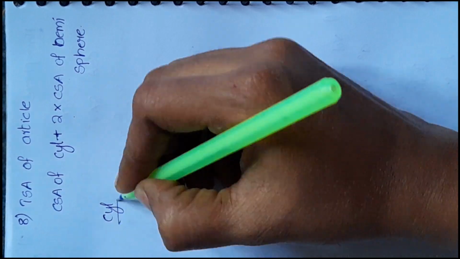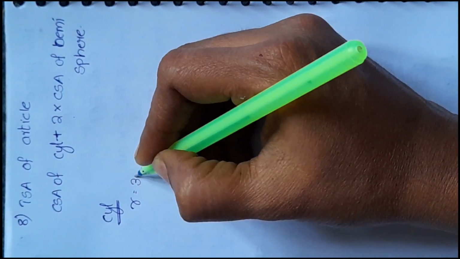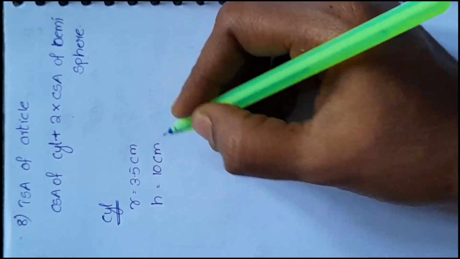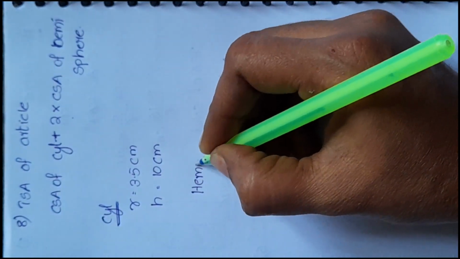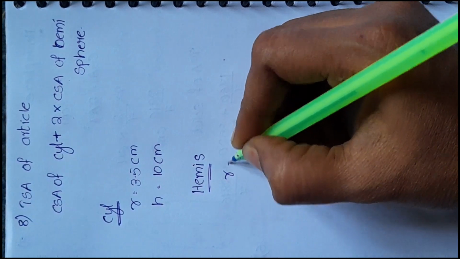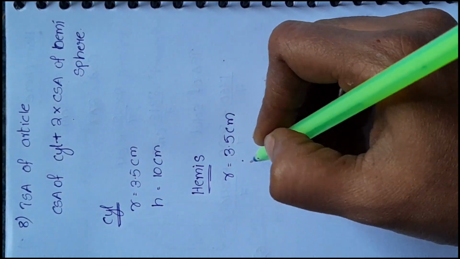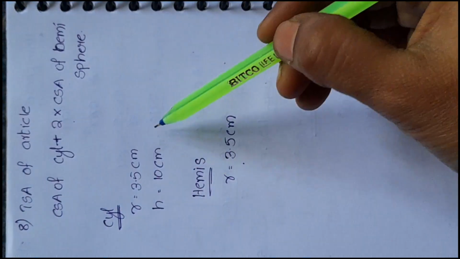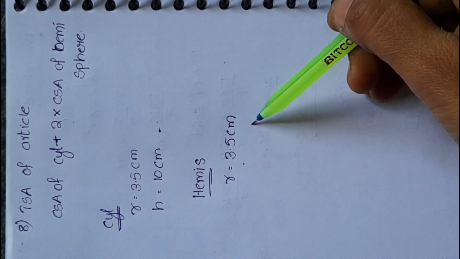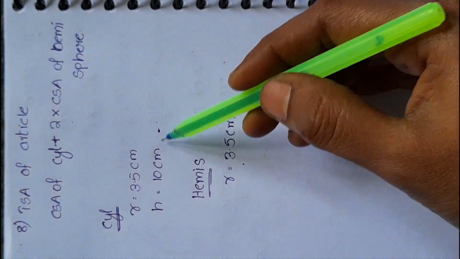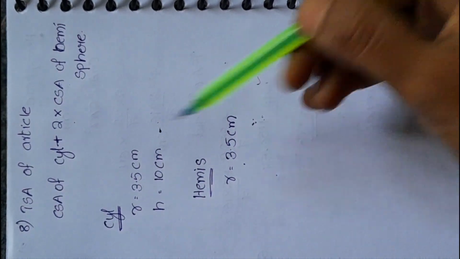Now for the cylinder part, the radius becomes 3.5 centimeters and h is 10 centimeters. Substitute the values in the formula. Let us consider the hemisphere. In this case also r becomes 3.5 centimeters. By substituting this value in the 2 pi r square formula, we will get a value, and we should multiply it with 2. By adding these two values, we get the total surface area of the article.